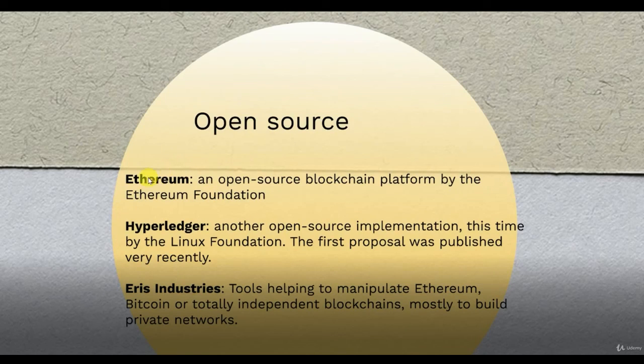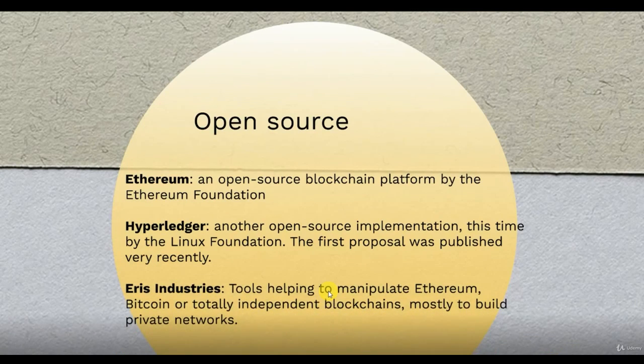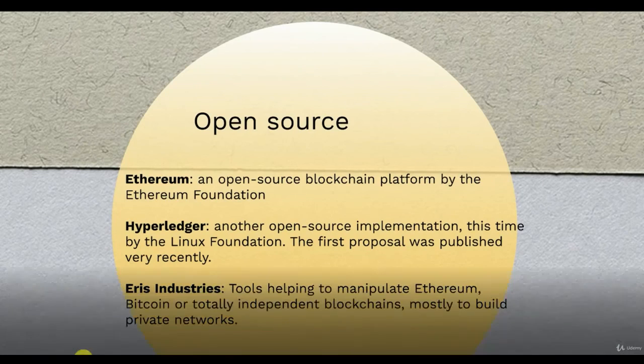Once Ethereum is done, then we will jump into Hyperledger, and in this Hyperledger also we are going to see how to create the channels, how to create the orderers. We are going to see each and everything in Hyperledger too. And at last, finally, we are going to look at Eris Industries. We are going to see how to manipulate the Ethereum or Bitcoin functionalities, how to create our own independent blockchain. Everything we will be seeing in detail.